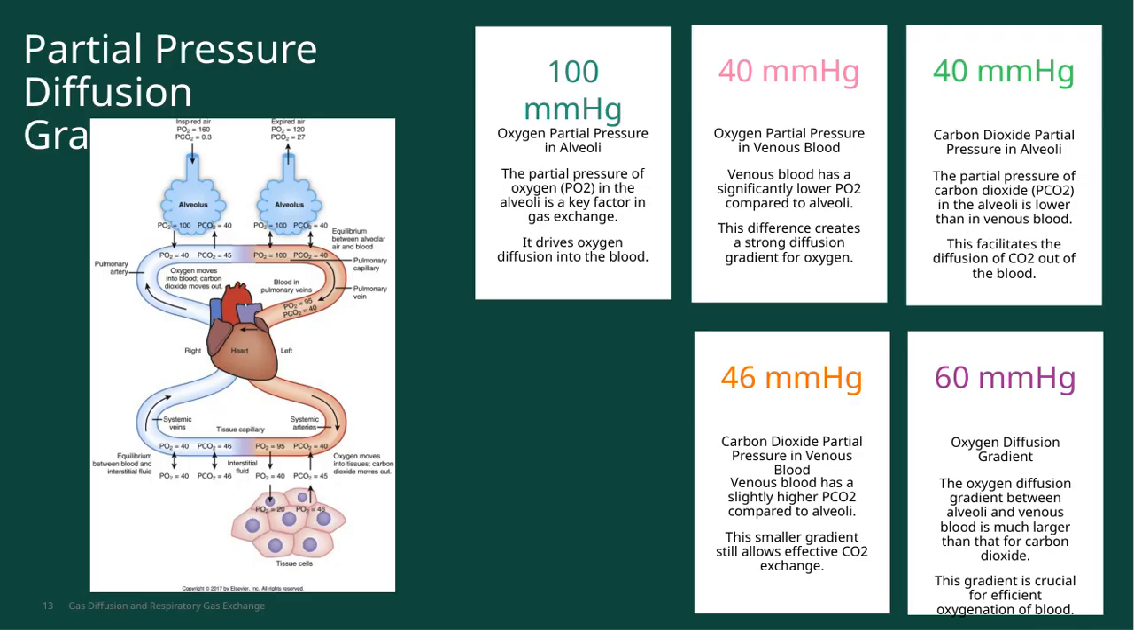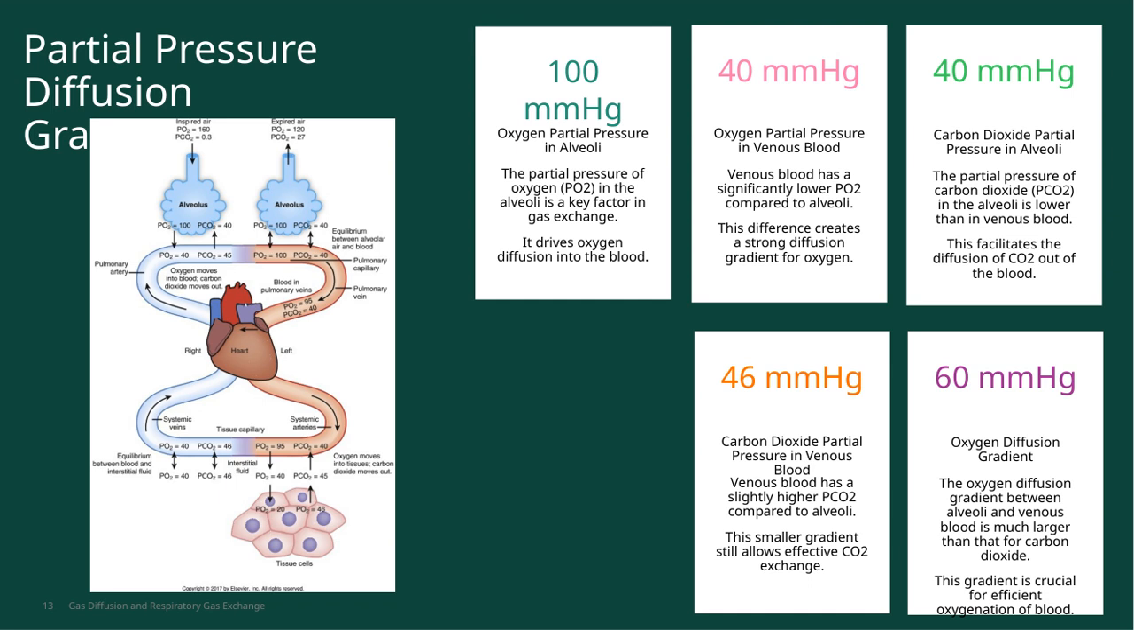Let's take a closer look at gas diffusion and how respiratory gas exchange works in the lungs. The key point here is that the oxygen diffusion gradient between the alveoli and venous blood is much larger than that for carbon dioxide. This large gradient is essential because it drives efficient oxygen transfer into the blood.